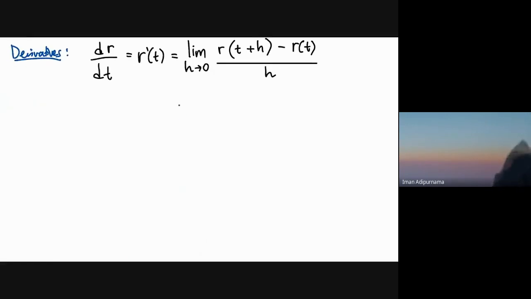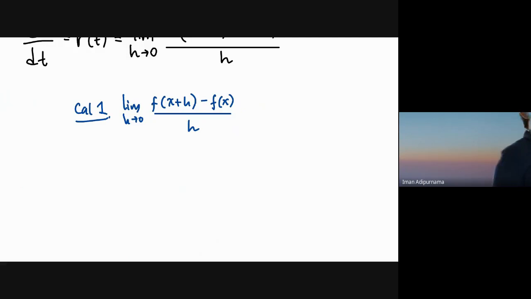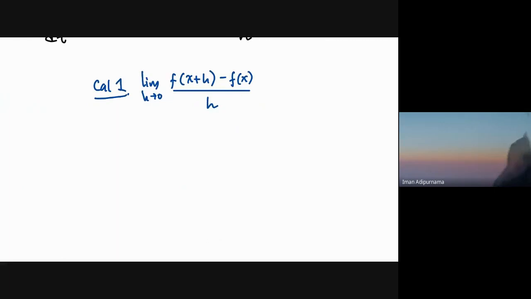Okay, in calculus 1, this is the definition, right? So basically the same, similar concept. But now we are looking at r as a vector function. As compared with calculus 1, where we only have f as the function.